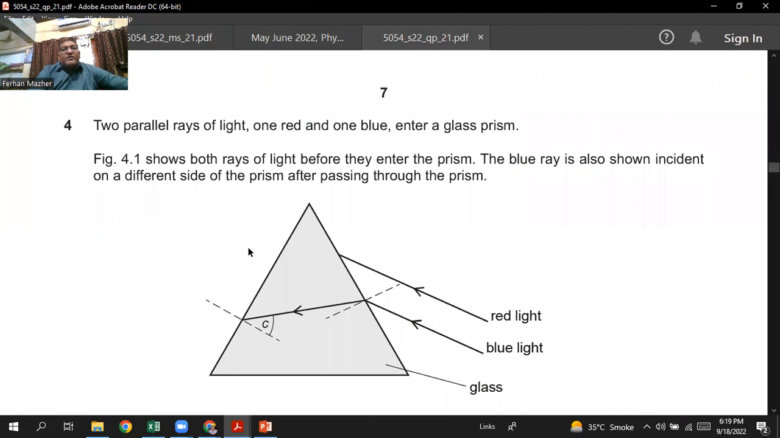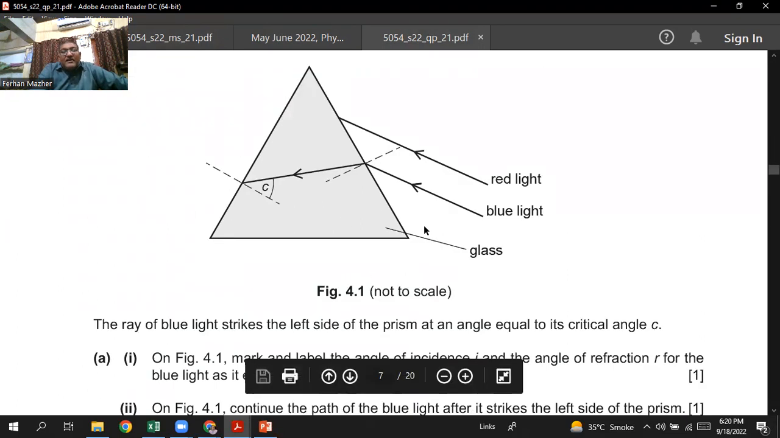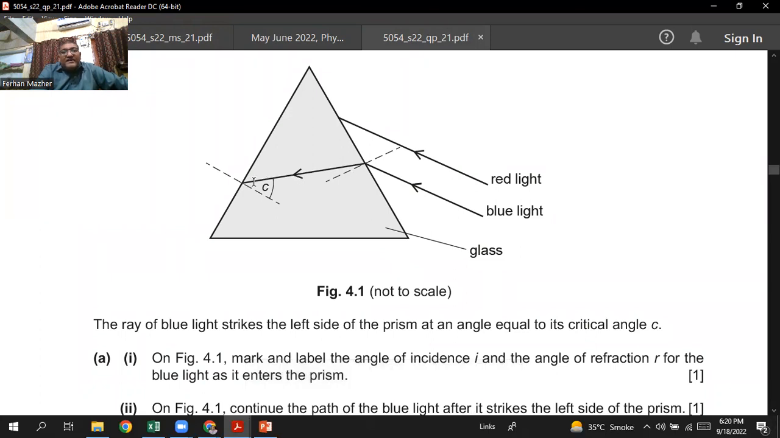The next question is question number 4. It says two parallel rays of light, one red and one blue, enter a glass prism. Figure 4.1 shows both rays of light before they enter the prism. The blue ray is also shown incident on the different side of the prism after passing through the prism. So we have a red light, we have a blue light, and this is the prism. They have shown the blue light will bend like this.